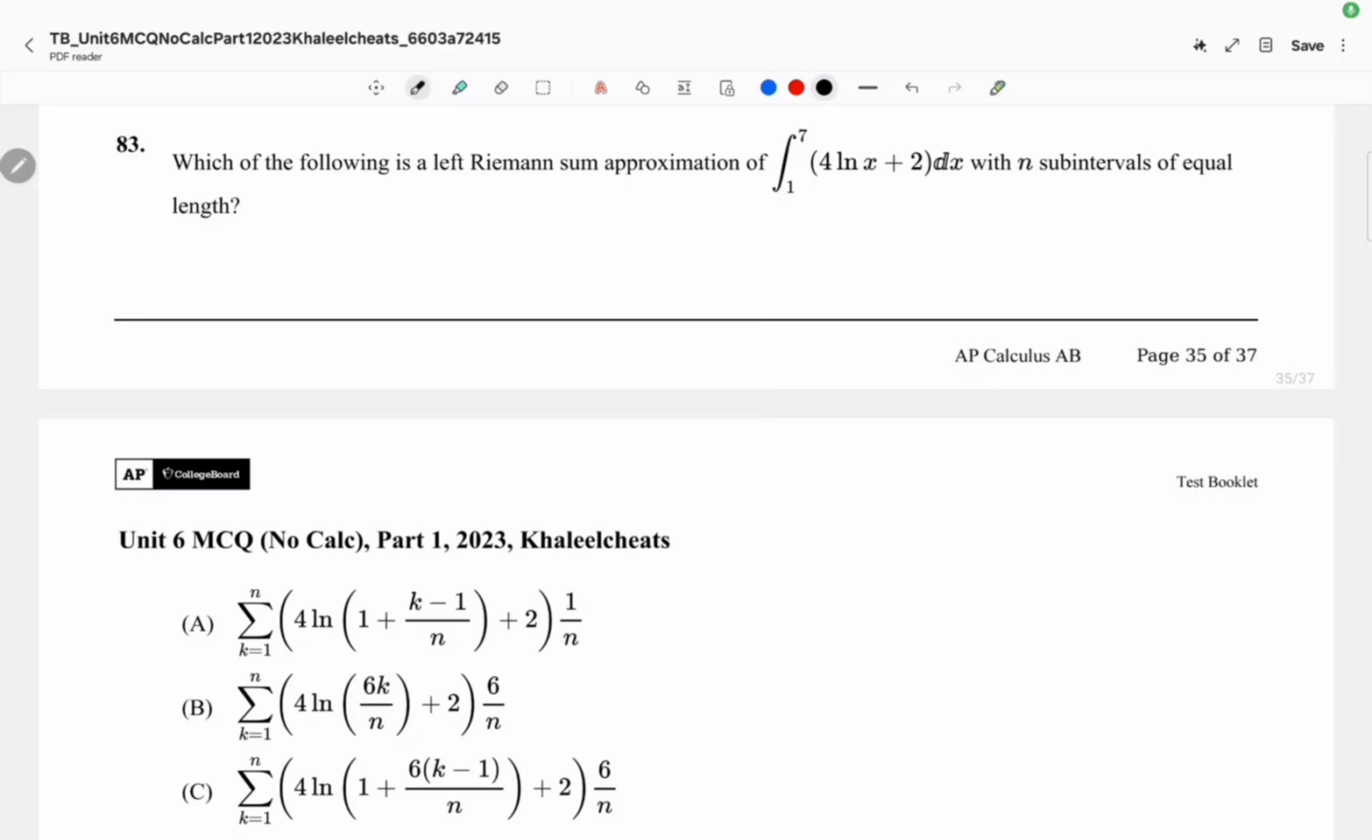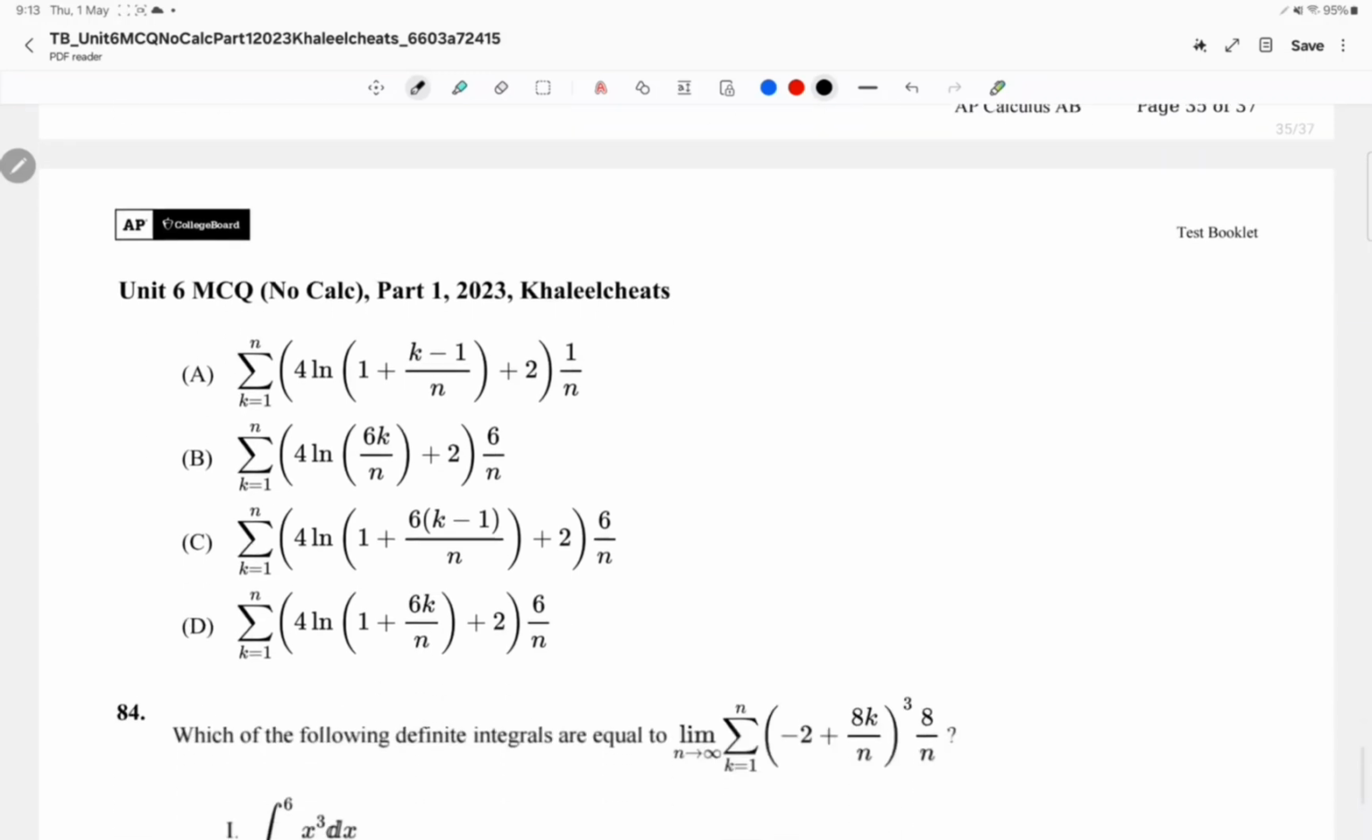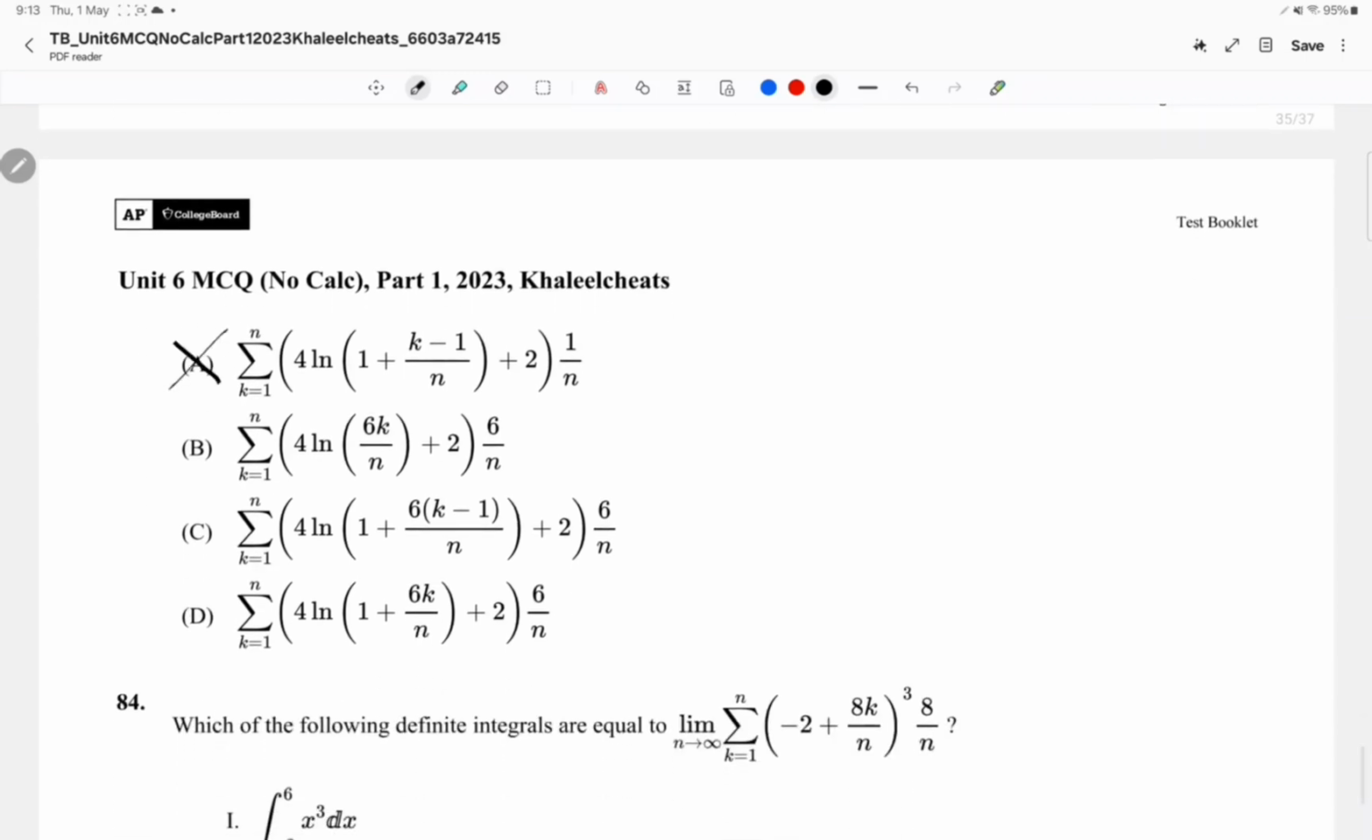Okay, so let's see what's happening here. This is the b, and this is the a, and b minus a over n would be equal to 6 over n. So that means you cannot have choice A. Okay.